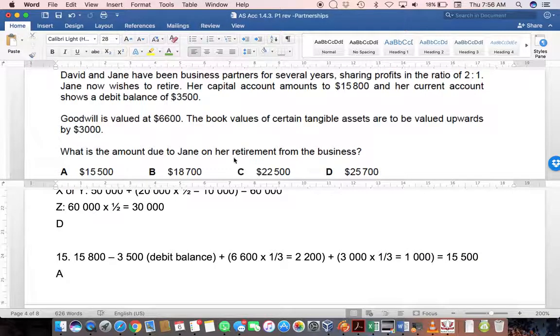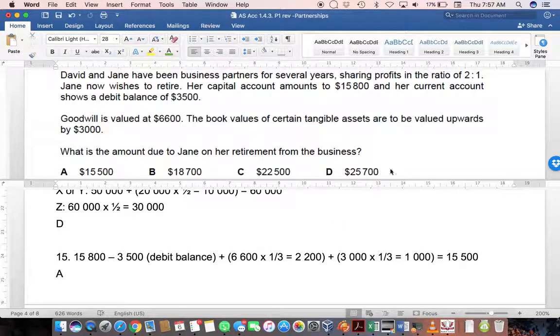So where they're asking us later on what is the amount due to Jane on her retirement, we are going to have to say 15,800 minus 3,500 because it was a debit balance. Goodwill is valued at $6,600, and the book values of certain tangible assets are to be valued upwards by $3,000. We need to take both of these things into account. Whether or not goodwill is still kept in the books later is irrelevant to Jane because Jane will have left by then. But she is due to benefit from this 6,600.